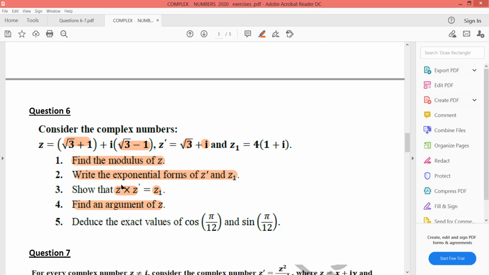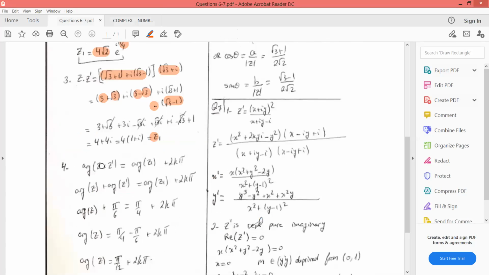What is the argument of the product? What is the argument of Z times Z prime? We add, plus. So here argument of Z times Z prime equals argument of Z1 plus 2k pi. We distribute the argument. This was multiplication here. So argument of Z plus argument of Z prime equals argument of Z1 plus 2k pi. Any questions about this line?